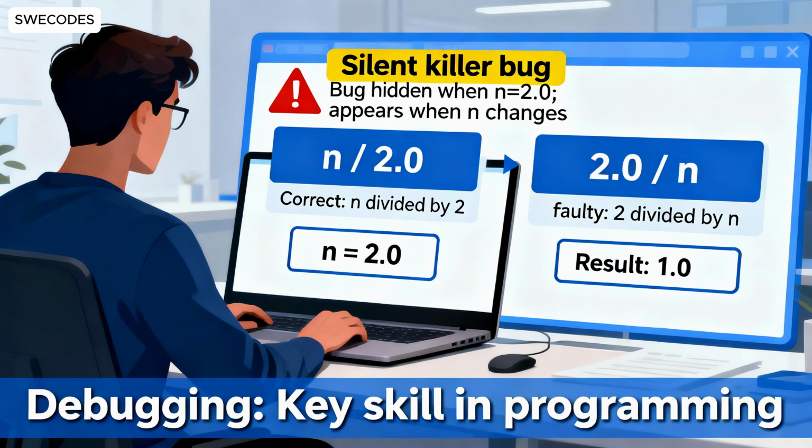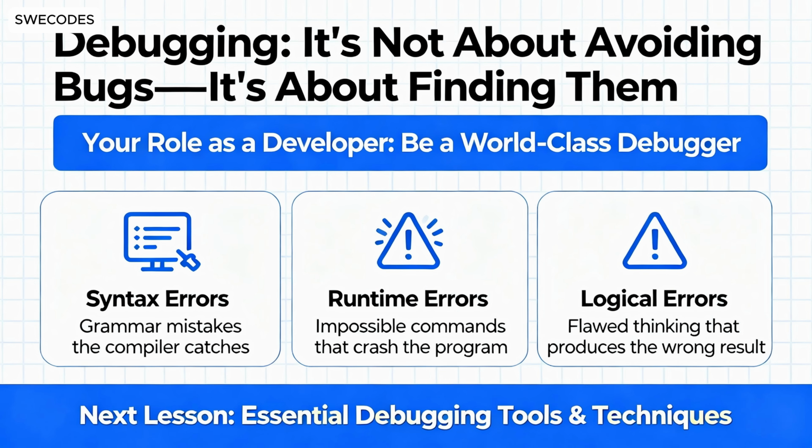This is why debugging is one of the key skills in programming. It's not about avoiding bugs, you can't. It's about learning to find them, and finding them starts with knowing what you're looking for. So, to review. Syntax errors, grammar mistakes the compiler catches. Runtime errors, impossible commands that crash the program. Logical errors, flawed thinking that produces the wrong result. Your job as a developer isn't to never write bugs. It's to be a world-class debugger.